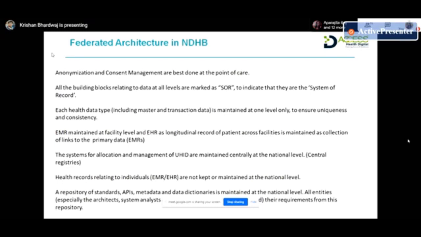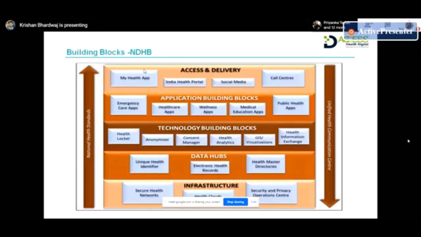Then at the national level, there will be no health records maintained for the individual. So this I have already covered. At the national level, they only want the aggregation and the indicator level data. And then a repository of standards, APIs, metadata, and data dictionaries is maintained at the national level. All other entities should be able to access those records based on their requirement.